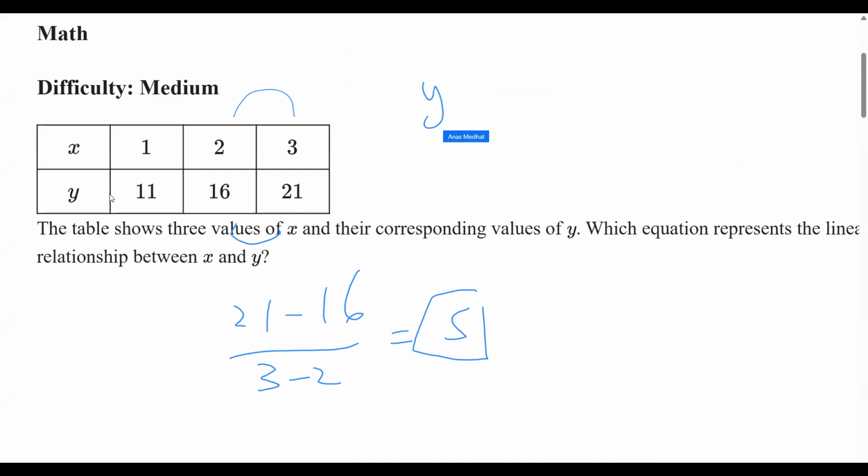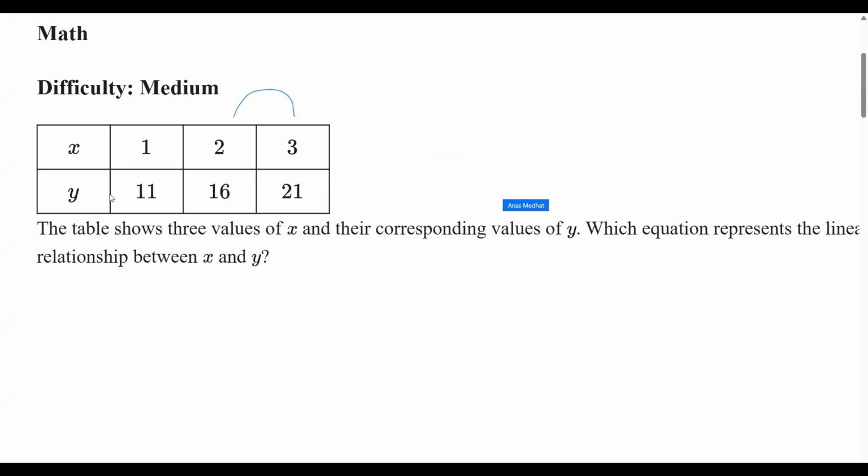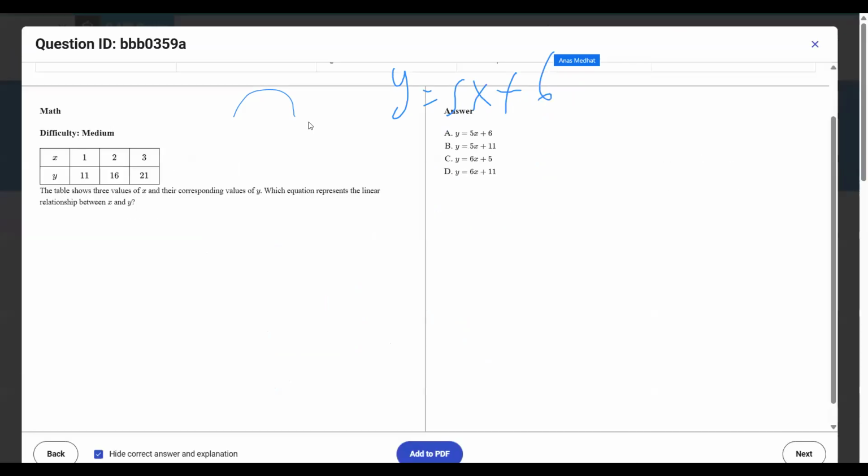Y is equal to 5x plus b. Substitute y and x to get the intercept. 11 equals 5 plus b. 11 minus 5 is 6. So b is equal to 6. Y is equal to 5x plus 6. So the answer is A.